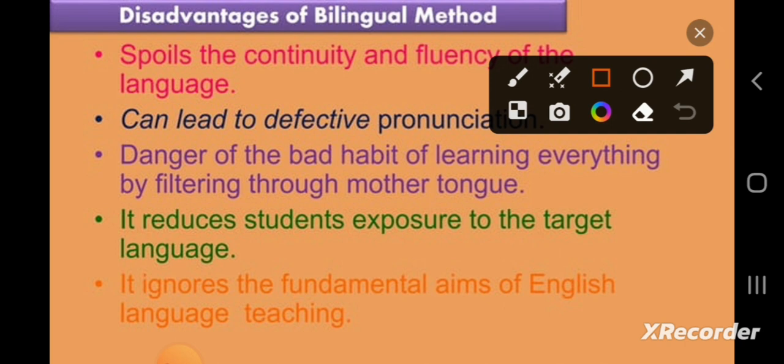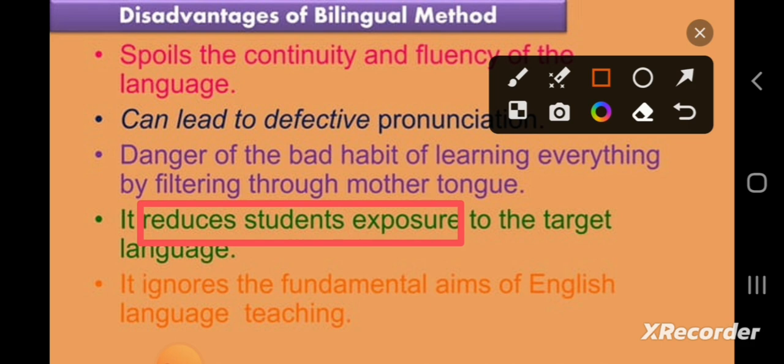Reduce student exposure to the target language. When the native language is used frequently, students may have less exposure to and practice with the target language, limiting the opportunities to develop language skills in a natural context.